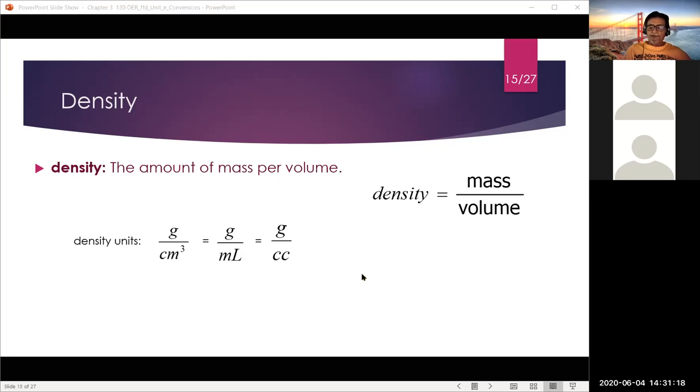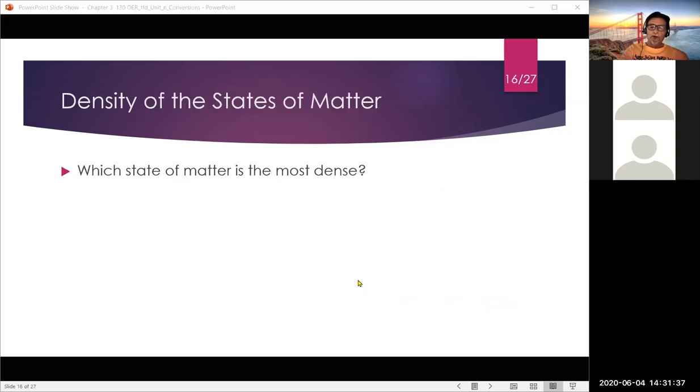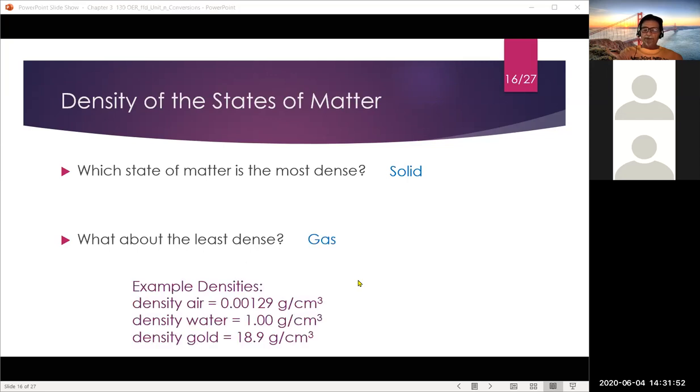And we know that 1 cc is equal to 1 milliliter, so it's grams over milliliters. The most common units are grams over milliliters. Just think of matter: density is how much matter is in a given space. So that being the case, what state of matter will be the most dense? That would be a solid. Solids are a lot more dense than, say, gases. Gases, not very dense at all.